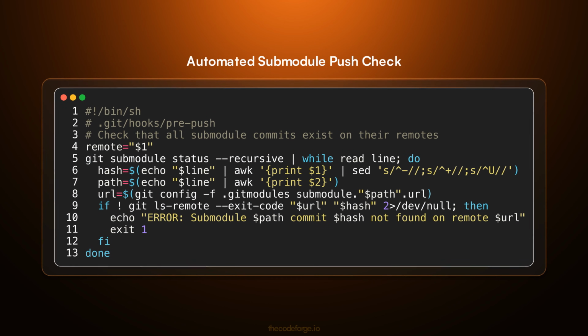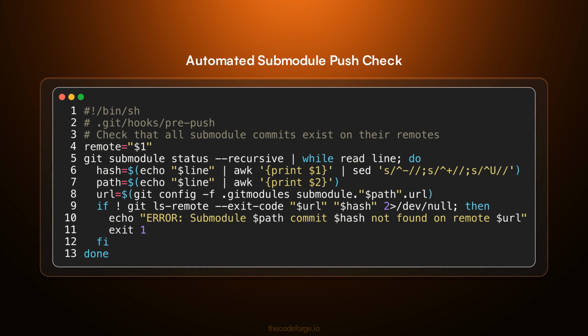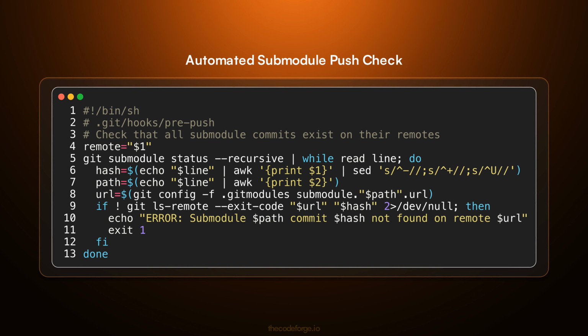To prevent the common incident where a submodule commit is missing on the remote, add a pre-push hook that verifies all submodule commits exist upstream before allowing the parent push. This catches the mistake locally before it reaches CI.